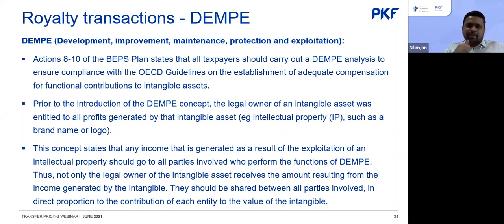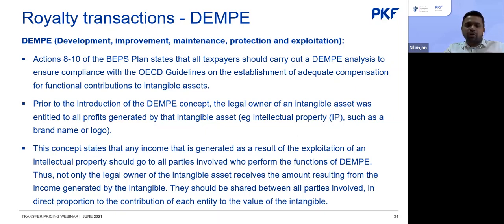So what is a DEMPE analysis? In 2015, the OECD came out with the BEPS action plan, which said that companies, before they decide which entity is going to get the return from the intangible, need to do a DEMPE analysis. DEMPE stands for development, improvement, maintenance, protection, and exploitation. Previously, the companies which were the legal owners of the intangible would automatically get all the returns. A lot of documentation in the past was based on just this: I am the owner of the intangible, I get all the return. But now if we still persist with such an approach, this is going to be questioned.